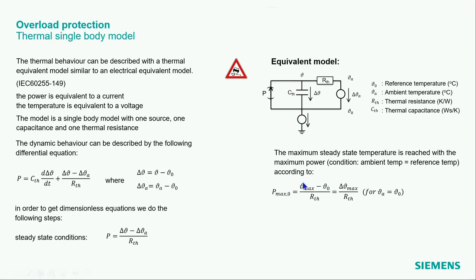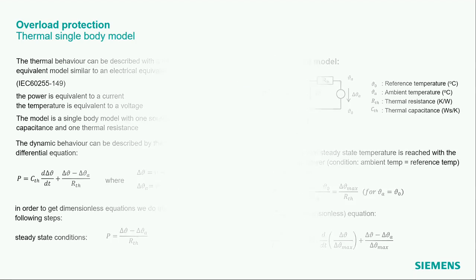And you see here the theta zero. Okay, the delta is missing, but the delta is here, then the ambient temperature is zero. So this equation is fine. The theta A is identical to theta zero, so that part falls off. And then I divide by this value here. This is just a trick. Now I get dimensionless values in this equation. So that's the first step.